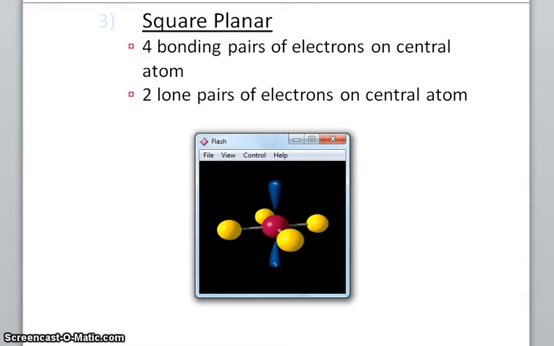So if we look at this model here, we've got 6 pairs of electrons around the central atom. Above and below that central atom are lone pairs of electrons which take up space in the molecule. And around the middle we have 4 bonding pairs of electrons which are bonded to other atoms. That's going to give us a square planar arrangement.